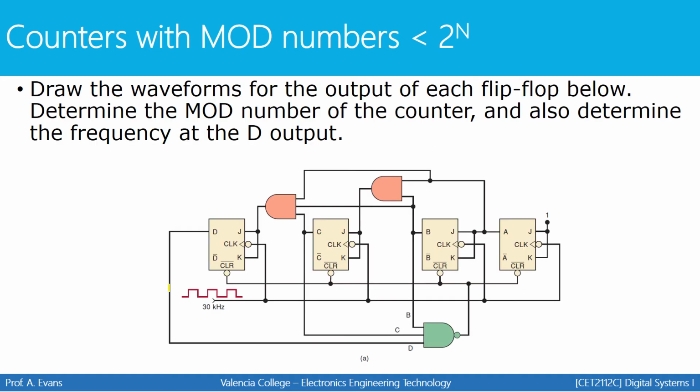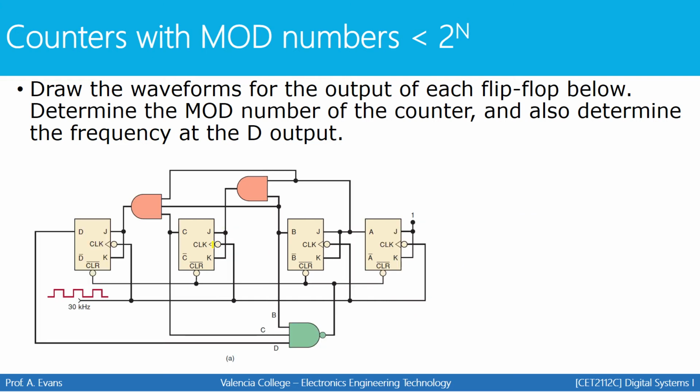So let's do another example where we're going to draw the waveforms for the output of each flip-flop below. We're going to determine the mod number of the counter and also determine the frequency at the output of flip-flop D. So first, let's determine the mod number. The only way we can do that is by investigating what's connected to the NAND gate. So the NAND gate is down here. We can see that flip-flop B, flip-flop C, and flip-flop D are all connected to the NAND gate.